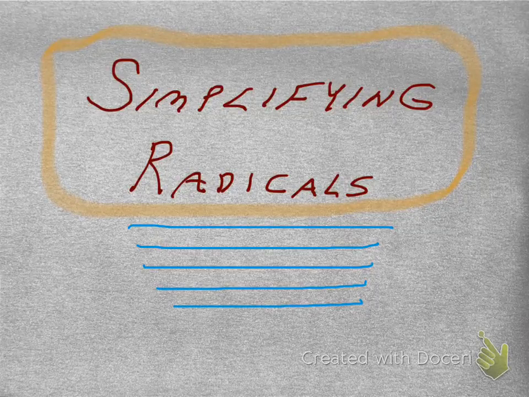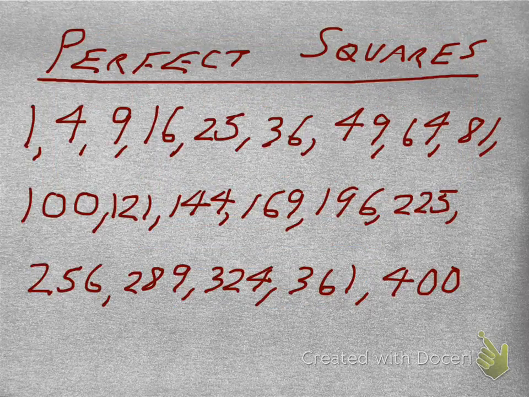Today we are going to look at simplifying radicals. We're going to define what a radical is in a moment, but first we're going to talk about perfect squares. This is a list of the first 20 perfect squares. A perfect square is a number such as 1 times 1, 2 times 2, 3 times 3, all the way up to 20 times 20.